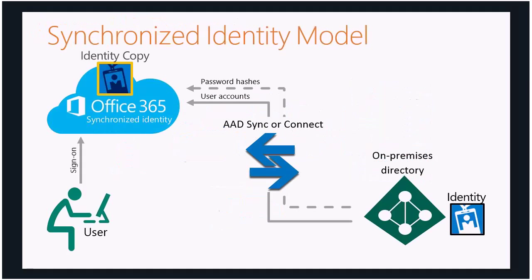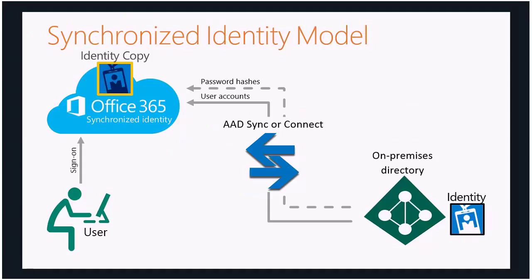So our synchronized model contains basically an identity on our local on-premise directory on the right-hand side there. You'll see that using Azure AD Sync or Connect, it is then copied up to Office 365. So the identity in Office 365 is actually a copy of what is on-premise. And the passwords, as you see with the dotted line, are taken via a password hash, so they are securely uploaded to Office 365. When a user logs in, they still log into Office 365 directly, and they use the copy of the identity taken from the local AD to log in and access Office 365.